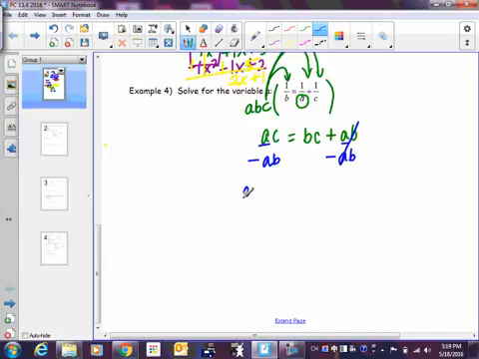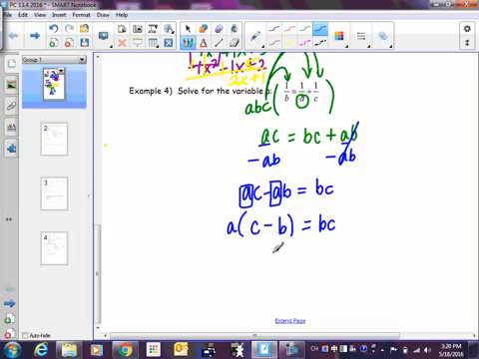Now this is not going to cancel, so let's just rewrite what we have. It's not going to cancel, but I can factor out the A because they both have it, just like if this was a number. And if you factor out the A from AC, you're left with C. And if you factor out the A from AB, you're left with B. So this is kind of weird because there's really no numbers in here, but you're doing the same thing as if you had numbers. Okay? So what's the last thing you need to do to get A by itself? Divide by C minus B.